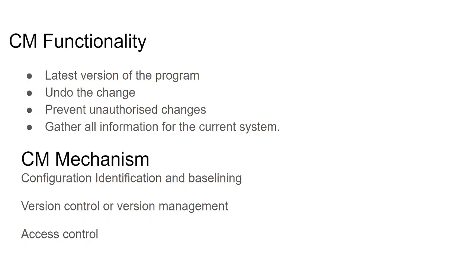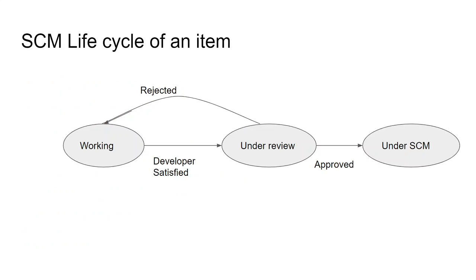Meaning they have made the changes. Whatever improvements they have got, they have put into the system software or the application software, whatever it is. So that is version control or version management. Next is access control, like who is actually going to do these things or who has access to all these things. So this is the SCM lifecycle.